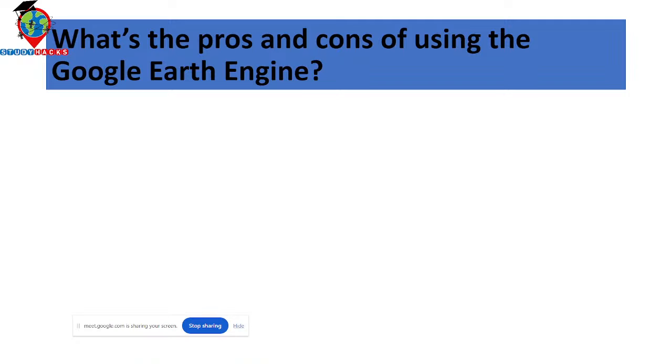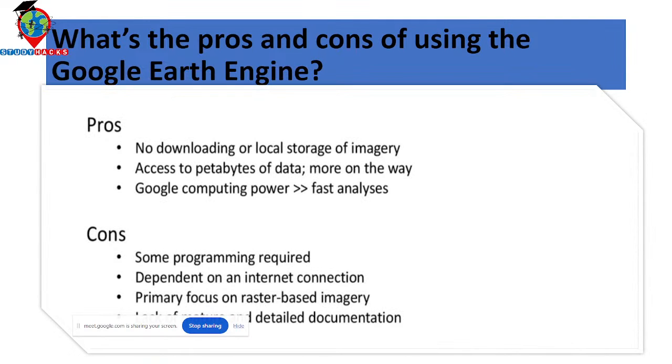Mainly, what are the pros and cons of using the Google Earth Engine platform? It has a lot of advantages, such as you don't need to download any satellite imagery. All of the satellite imagery we can easily access from the Google Earth Engine data catalog. That's why we don't need to download any satellite imagery. We can easily access 2 petabytes of data or more on the way. And Google's computing power is very fast. Suppose you want to analyze 20 years of data at the same time. Within 1 second you can easily analyze 20 years of data or more, because Google's computing power is very fast.